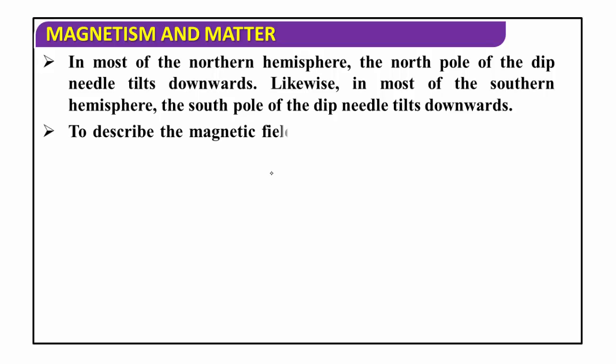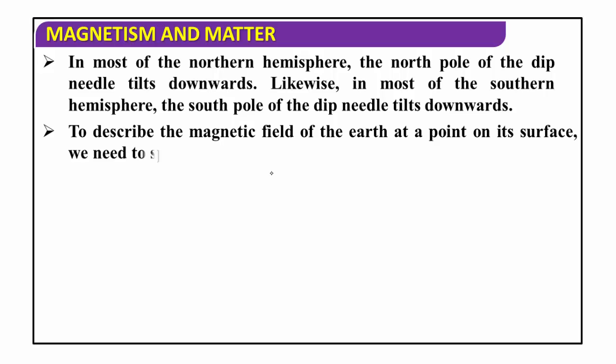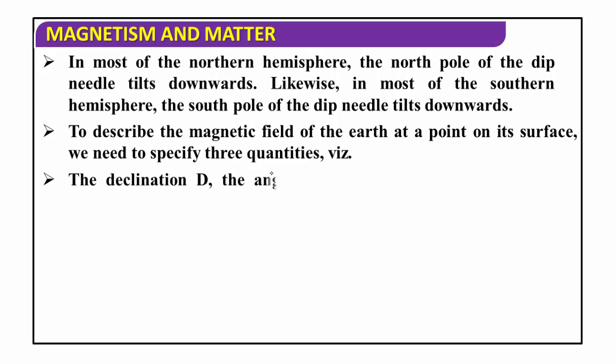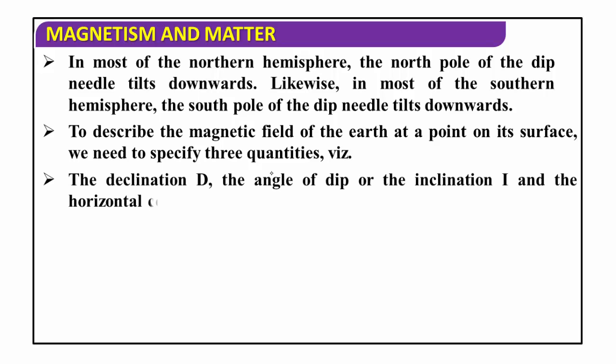To describe the magnetic field of the earth at a point on its surface, we need to specify three quantities: the declination, the angle of dip or inclination, and the horizontal component of the earth's magnetic field. These are the three important magnetic elements of the earth.